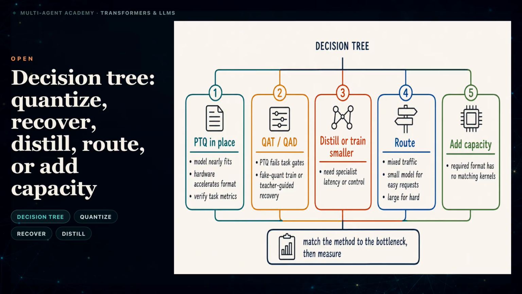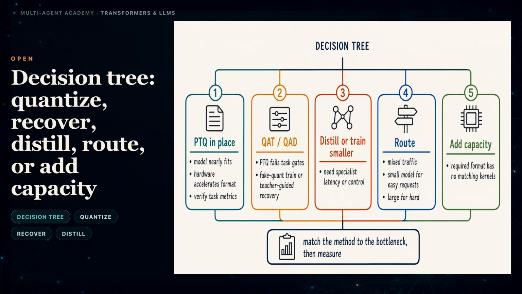Choose the serving method by identifying the actual bottleneck. If the large model already produces the required behavior but barely fits in memory, quantize it using a format supported by the hardware. If aggressive quantization breaks important tasks, use a higher precision or recover the same model with quantization-aware training. If the architecture itself is too slow or too expensive, train or distill a smaller model.